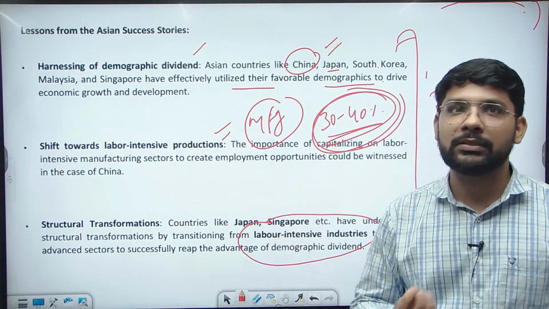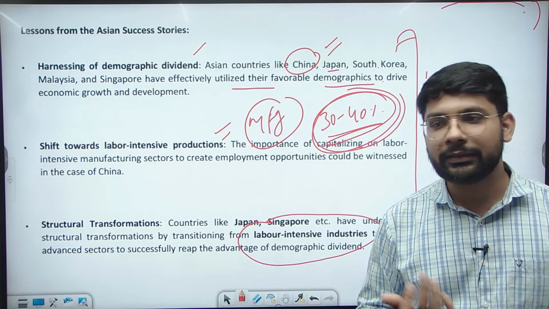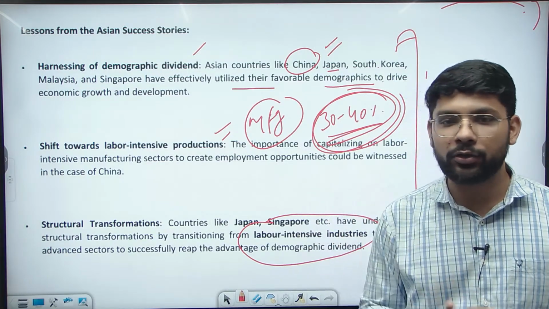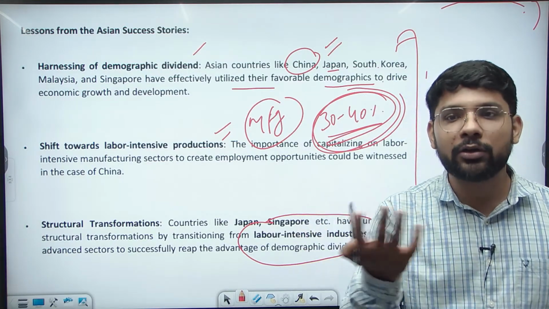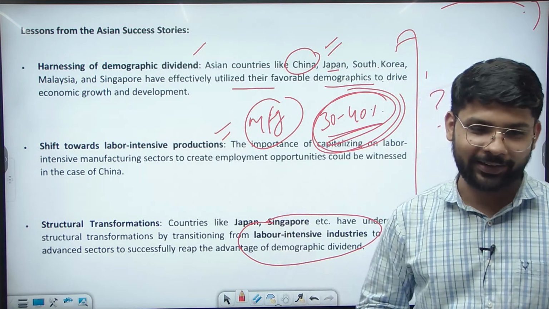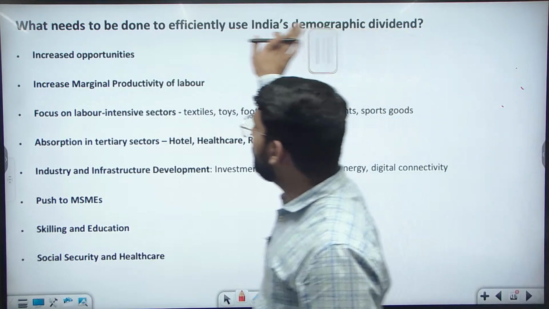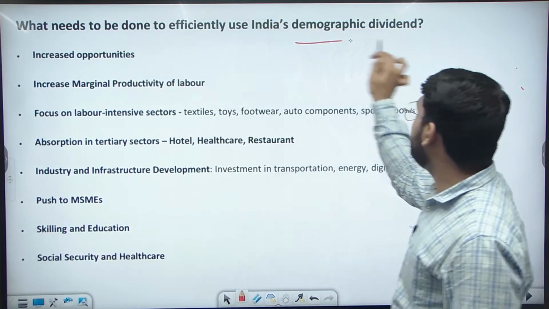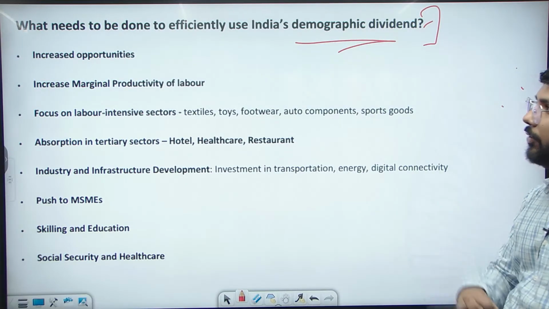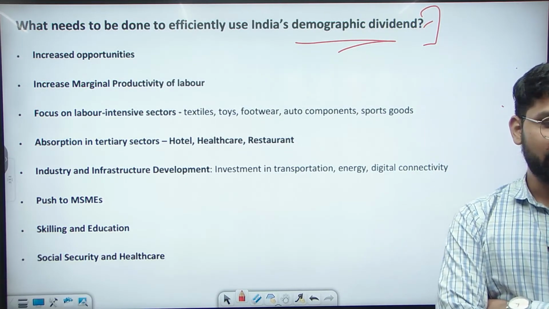to make its GDP grow multiple times in the next 20-25 years, what is the target set, and how India is going to use its demographic dividend. You are also a part of the demographic dividend. How will you use yourself for the growth of the country? What needs to be done to use it efficiently in India? What is required for maximum output from the demographic dividend?